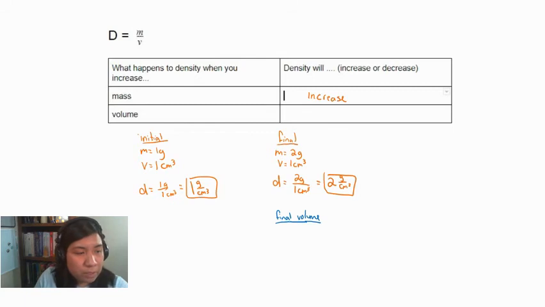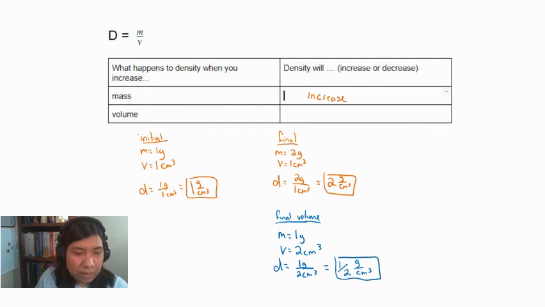So in this problem, I'm going to assume that my mass and my volume are staying at 1, but now let's increase the volume to 2. So mass equals 1 gram, volume equals 2 centimeters cubed. And now let's plug that into the density equation. So I get 1 gram for M, and then I'm going to put 2 centimeters cubed for V, which gives me half a gram per centimeter cubed.